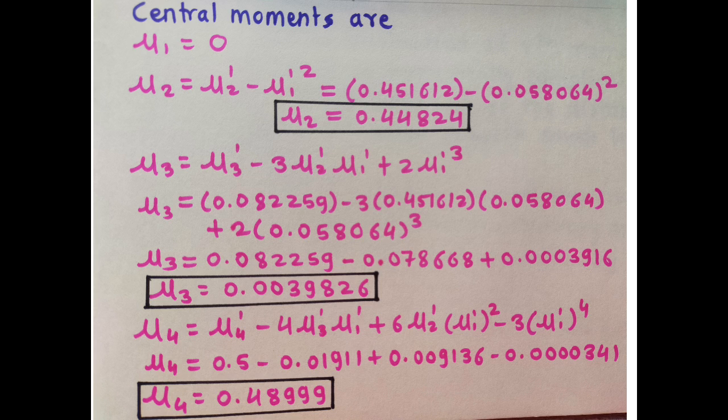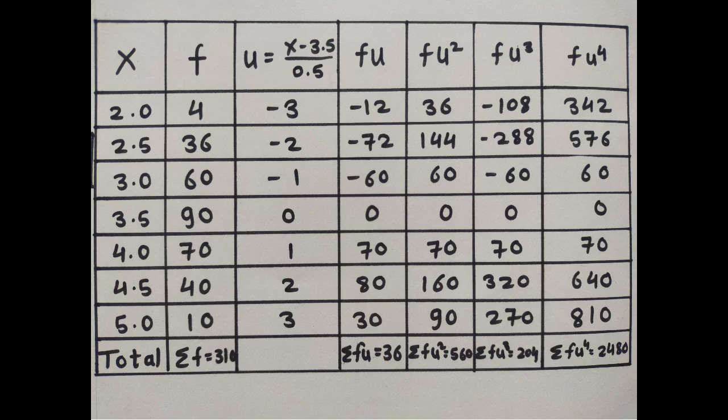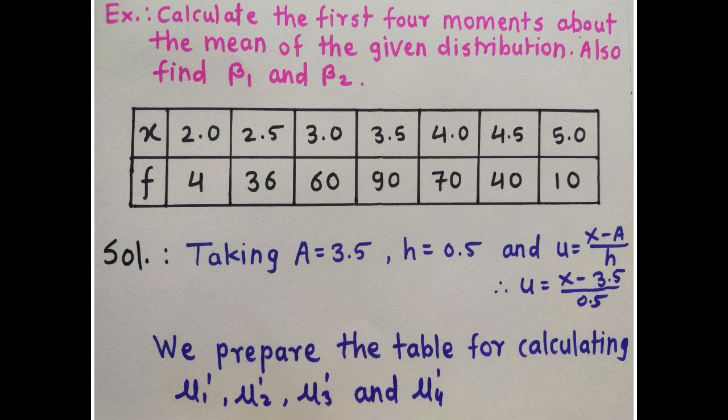In this example, we have to find the 4 central moments and coefficients beta 1 and beta 2. Beta 1 is the coefficient of skewness, beta 2 is the coefficient of kurtosis. For finding that, we require the 4 central moments, that is mu1, mu2, mu3 and mu4. For finding these, we require mu r dash, the moments about arbitrary mean, mu1 dash, mu2 dash, mu3 dash and mu4 dash.